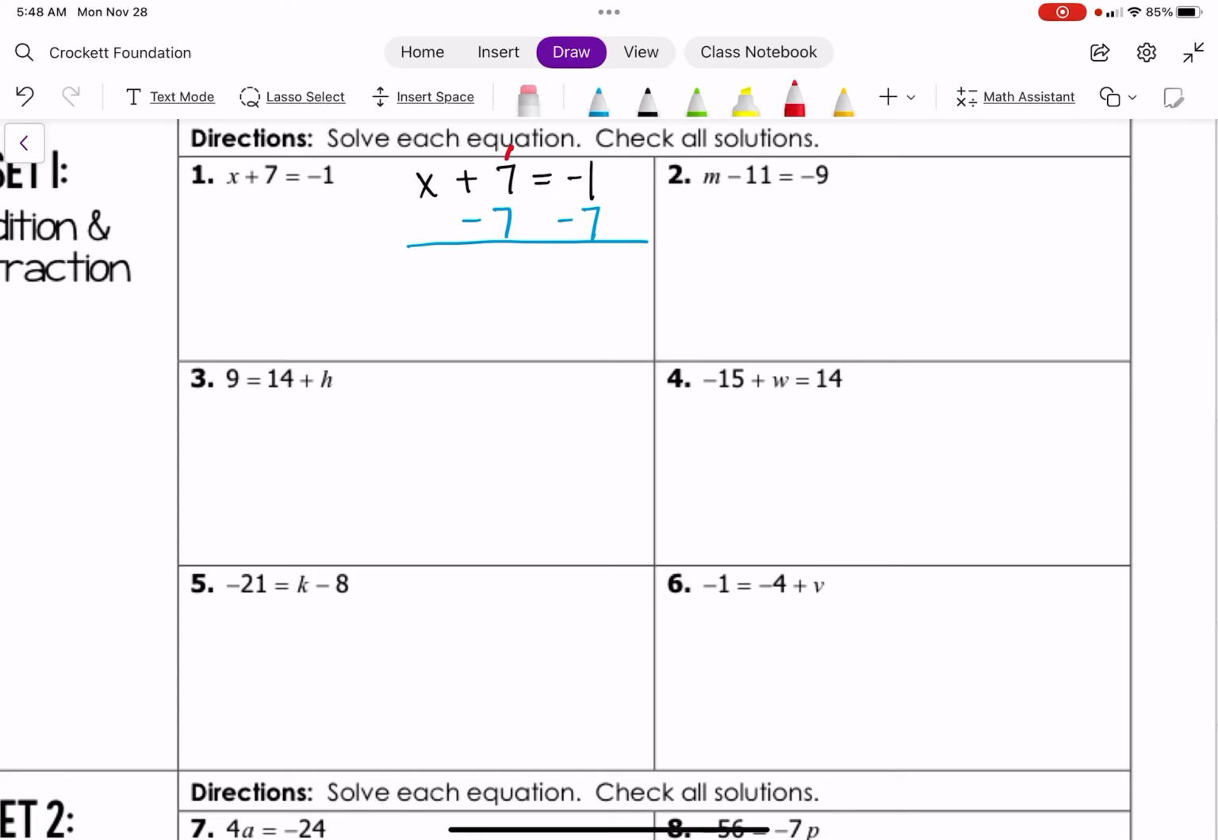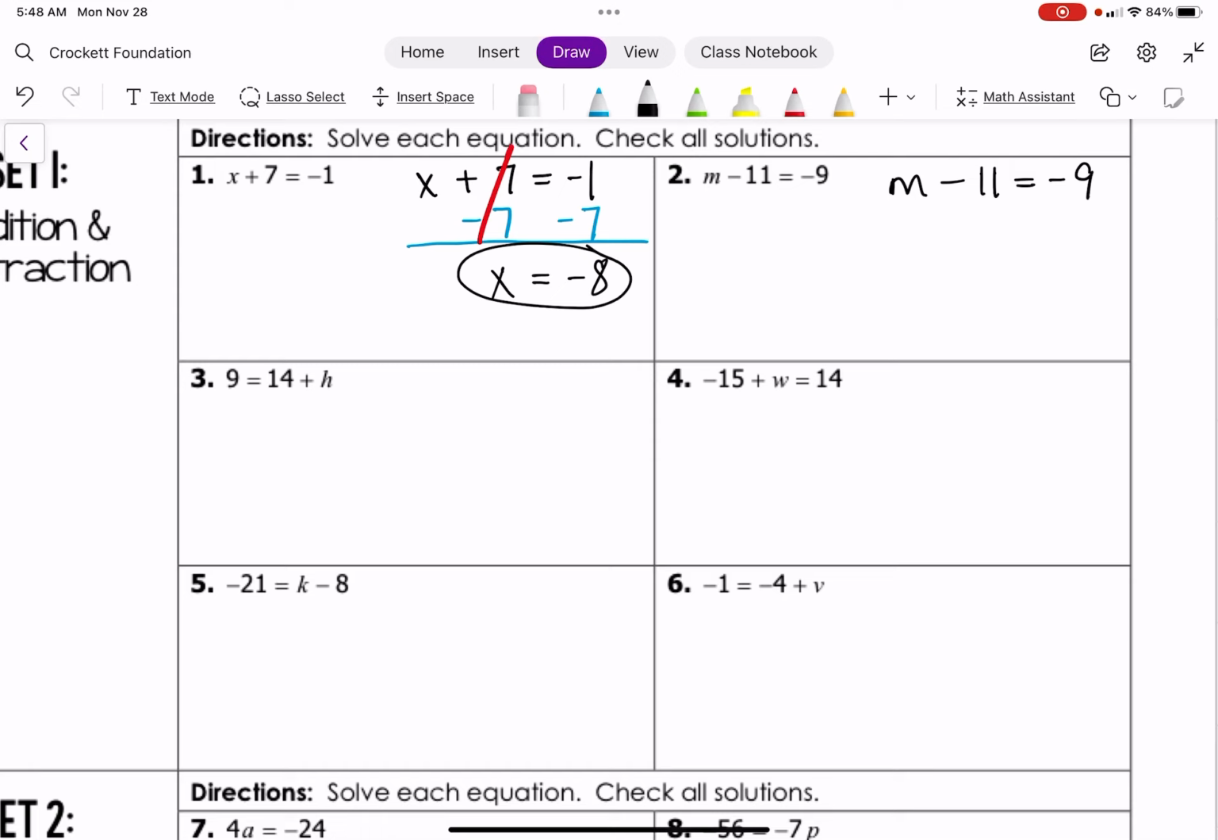Now, when we do that, the 7's cross out, and then you're left with x equals. Now all we need to do is combine the -1 and the -7, which makes -8. And that'll be our final answer. Let's take a look at number 2. I'm going to rewrite it first. So m minus 11 equals -9.